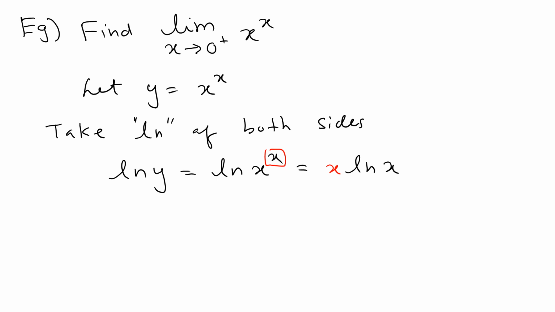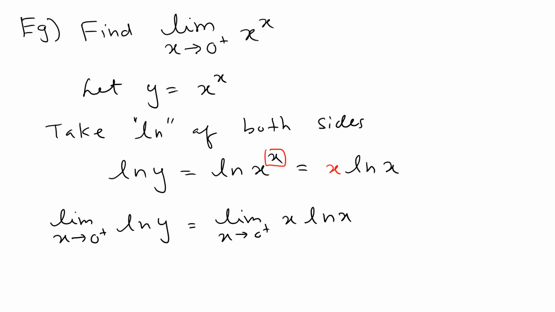Now what we're going to do is take the original limit. What's the original limit? In the problem you can see it's the limit when x goes to 0 plus. That's what we're looking for. We do the same thing: ln y on this side, and on this side we take the limit when x goes to 0 plus of x ln x.